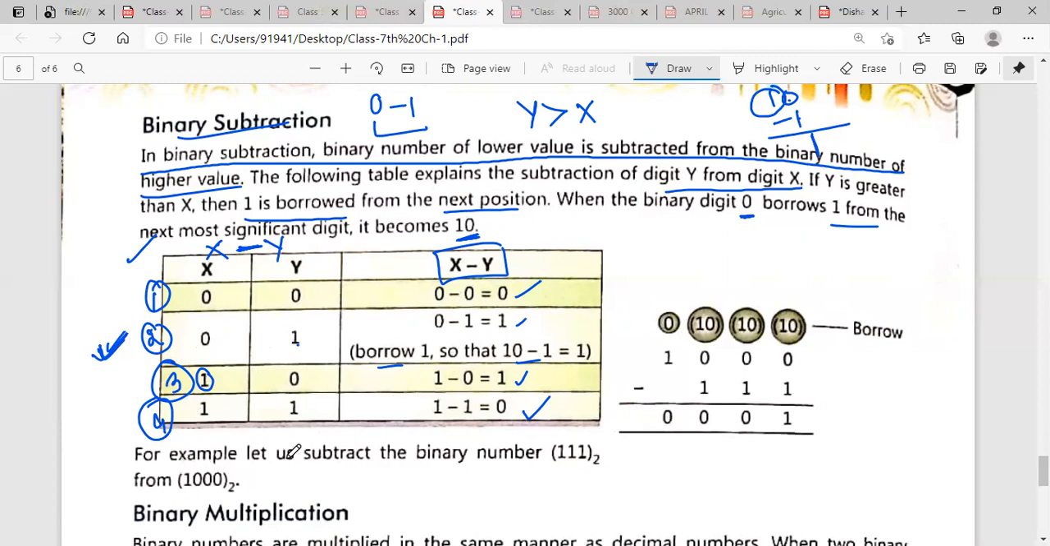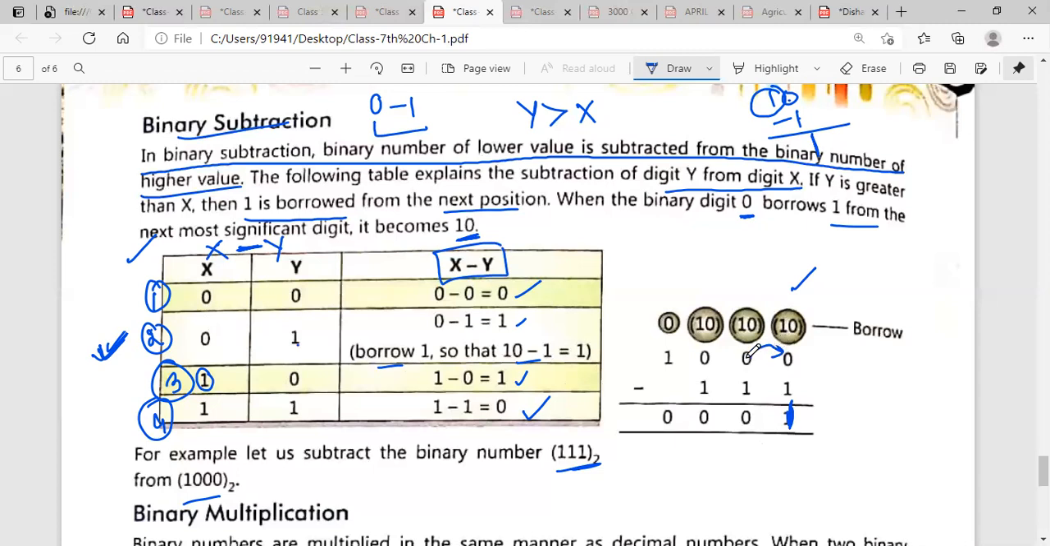Now for example, let us subtract the binary number. Okay, now subtract the binary number this from this. Now take an example here. Now 0 minus 1, this is the second rule. 0 minus 1 is 1, but it will take a borrow, meaning it will take a 1 from the left side. It will borrow 1 from the left side.